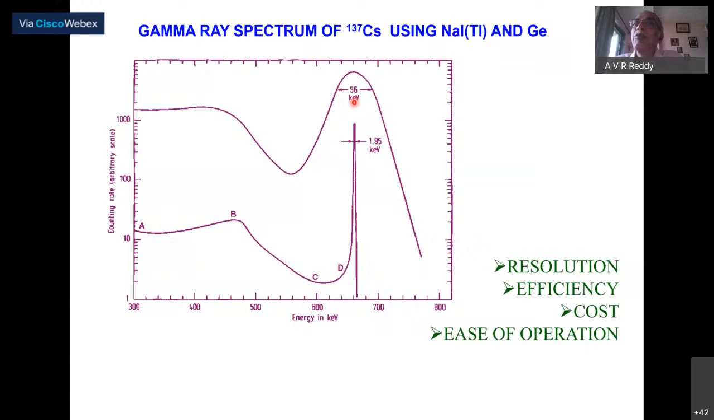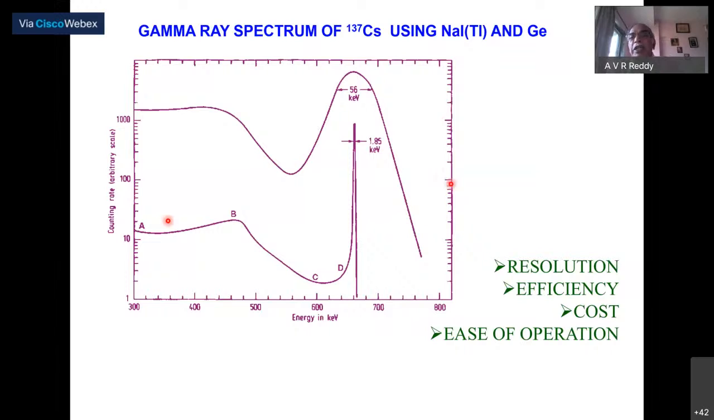Sodium iodide thallium will give a higher value because the efficiency of sodium iodide thallium is better than germanium, right? These two points we should understand. I would have loved to explain all these things, except that I just want to say this is called Compton edge and this is a Compton continuum and so on and so forth. For this, we need a special class.